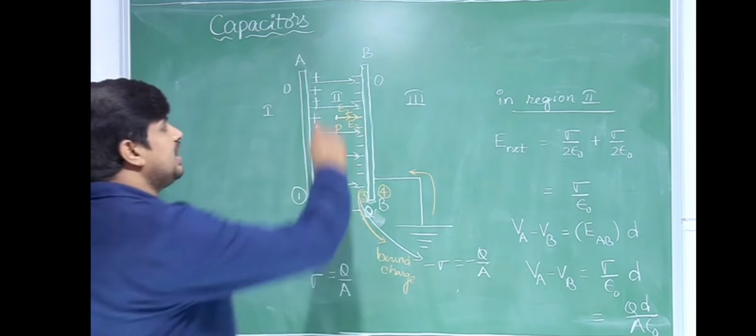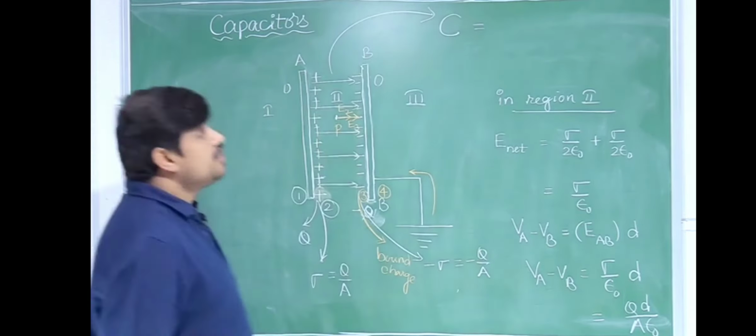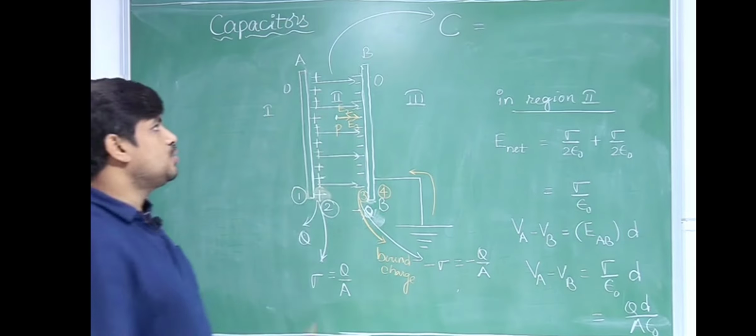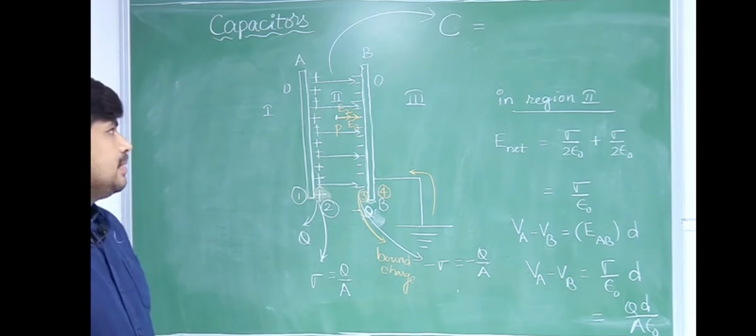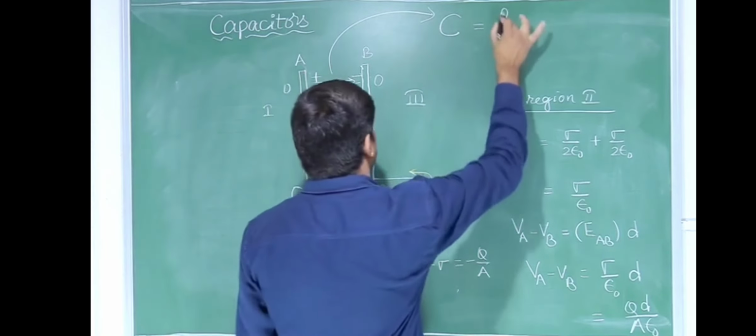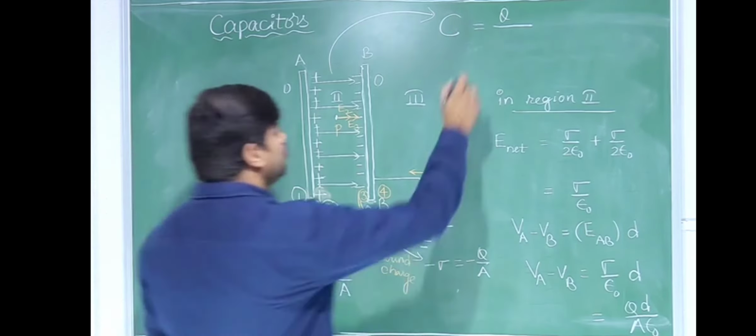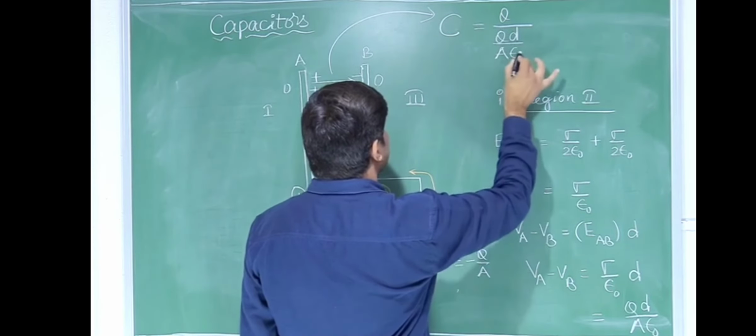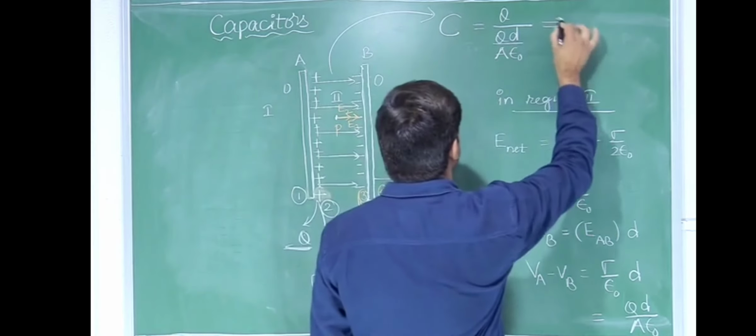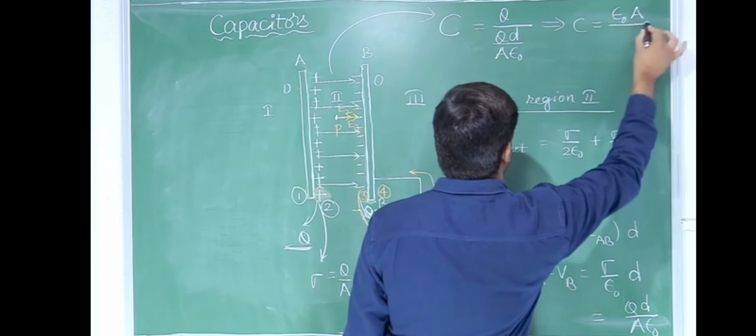Now, if you want to write the capacitance for this arrangement, the capacitance C is equal to the charge on the high potential plate's inner surface. The charge on the high potential plate's inner surface is Q. So Q upon the potential difference between the two plates. The potential difference between the two plates is QD upon A epsilon naught. So dear students, if you calculate this capacitance, you again get C equals epsilon naught A by D. This is the beauty of the concept.